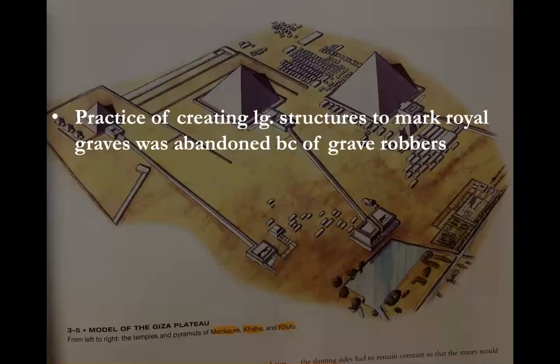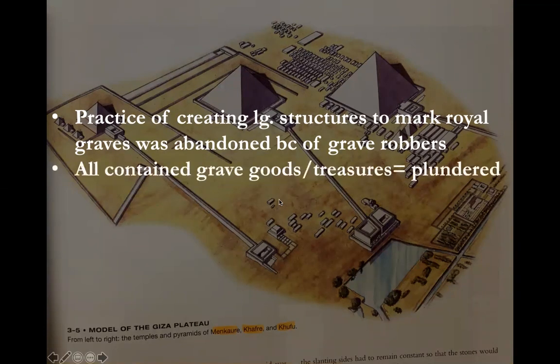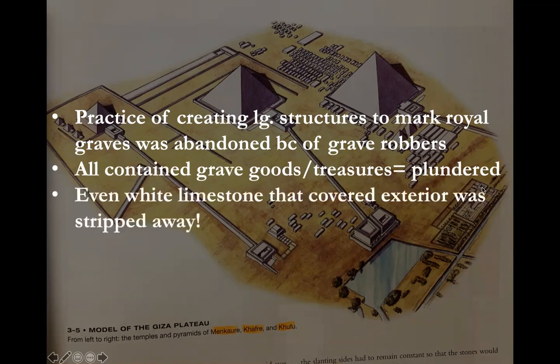So this whole practice of creating large structures to mark royal graves was abandoned because of grave robbers removing everything from inside of these pyramids. We know now that these were filled with treasures or grave goods, and that has all been plundered, taken away. Even the covering that was on the exterior of the pyramids has been removed. They were all covered with a white limestone that has been stripped away.